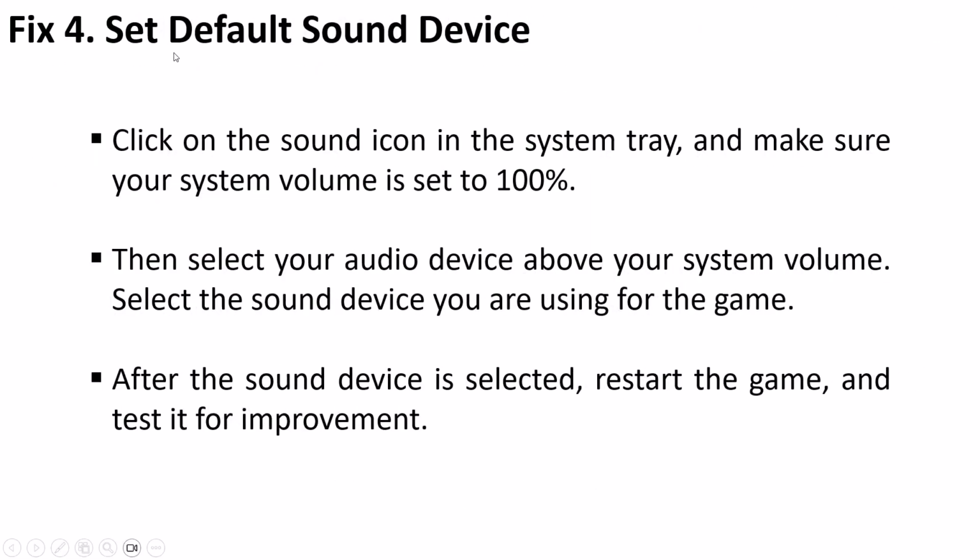Fix 4 is to set default sound device. Click on the sound icon in the system tray and make sure your system volume is set to 100%. Then select your audio device above your system volume. Select the sound device you're using for the game. After the sound device is selected, restart the game and then test it for the improvement.